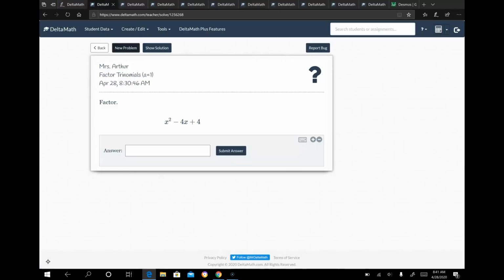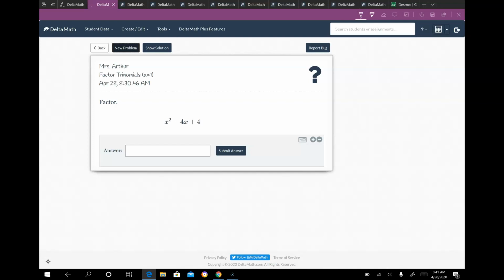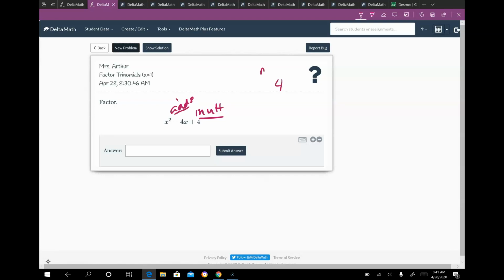Next one. So I only did one of those GCF ones. So this is an a equals 1. Okay? So when a equals 1, I'm going to show you 2 ways how to do this. How the video showed you, and then how I'm going to show you in my videos. Alright, so when a equals 1, you're trying to figure out what multiplies to give you this last number, and then what adds to give you that middle number. So I need to multiply to 4, and then I need to add to negative 4.